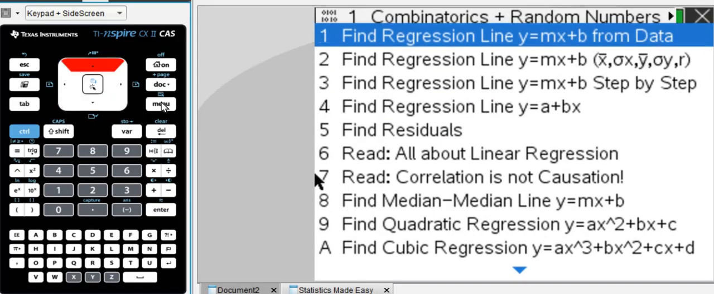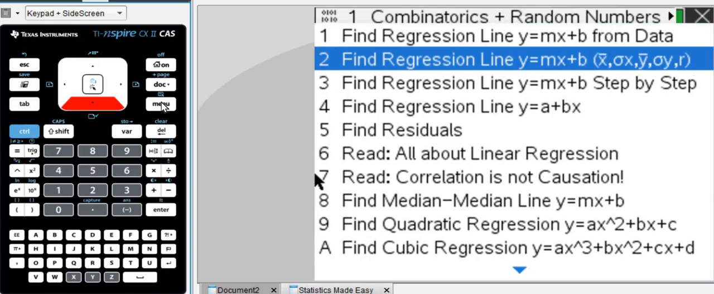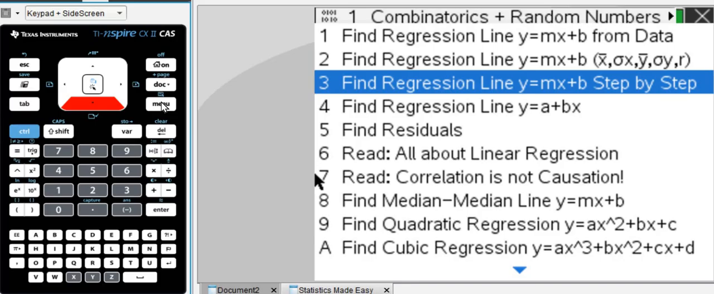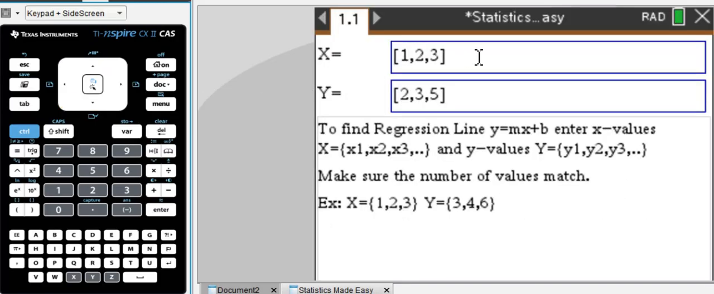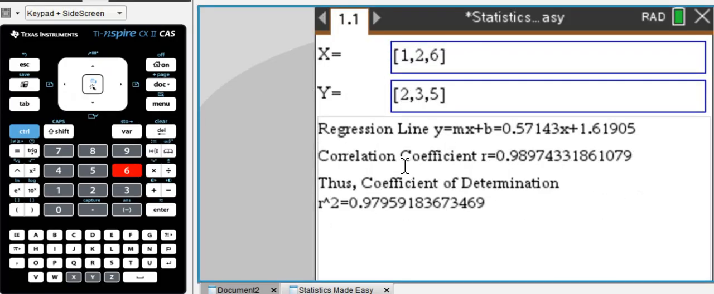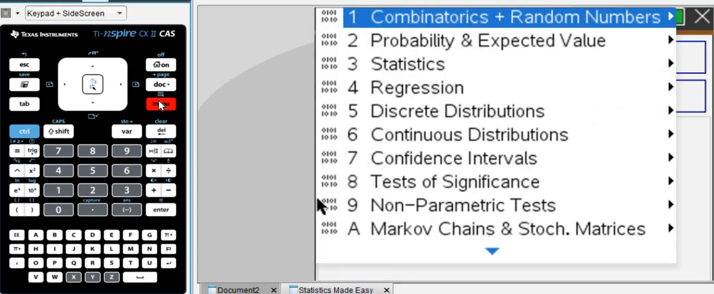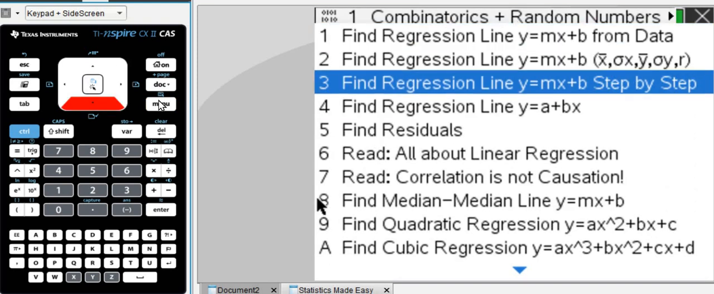Regression. Of course, you need to know linear regression from data or from given statistical points or step by step. So let me show you quickly. If you're given some random numbers here, you're given immediately the regression line, the correlation coefficient, and the coefficient of determination for a quick answer. Of course, you can also do everything step by step. Then it just takes a little longer.